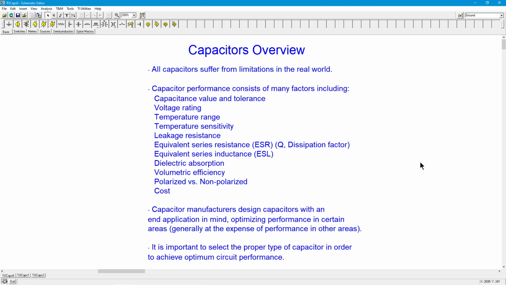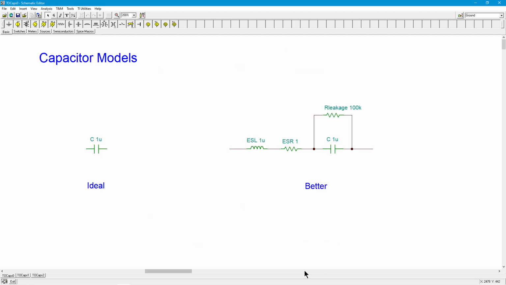So to understand how a lot of these things work together, we need to look at some capacitor models. So here's your idealized capacitor, right? Oh, this is a 1 microfarad capacitor. It's pure, unadulterated capacitance. Great. Here's a better model. I'm not saying this is perfect, but it's a better model. So this would include a parallel leakage resistance that I mentioned, the equivalent series resistance, and the equivalent series inductance. This by itself is a pretty decent model.